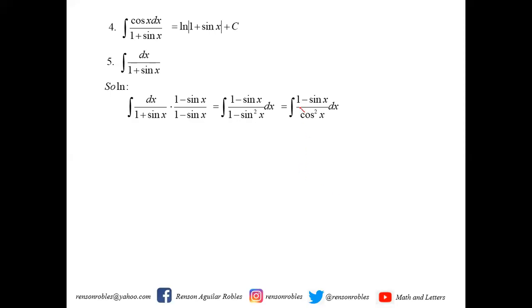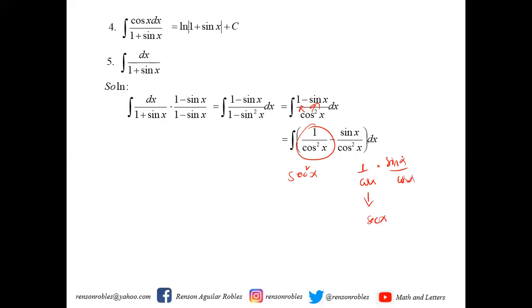And then again, by the distributive property of division over addition, we shall now have the integral of 1 over cosine squared x minus sine x over cosine squared x dx. And remember, 1 over cosine is secant, and therefore this 1 over cosine squared x will become secant squared x. For the second term, I can just write it in the form 1 over cosine x times sine x over cosine x. And this 1 over cosine x is secant x, and this sine x over cosine x is tangent x. And therefore, we shall now have the integral of secant squared x minus secant x tangent x dx.